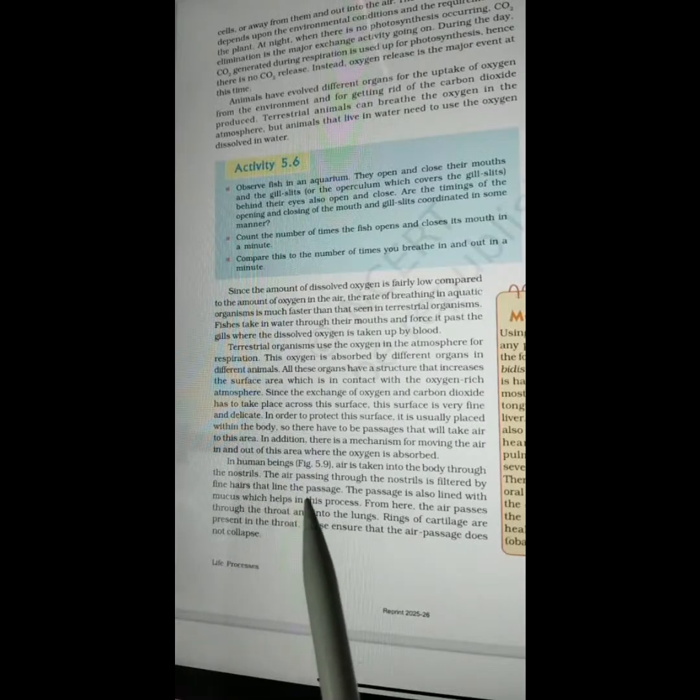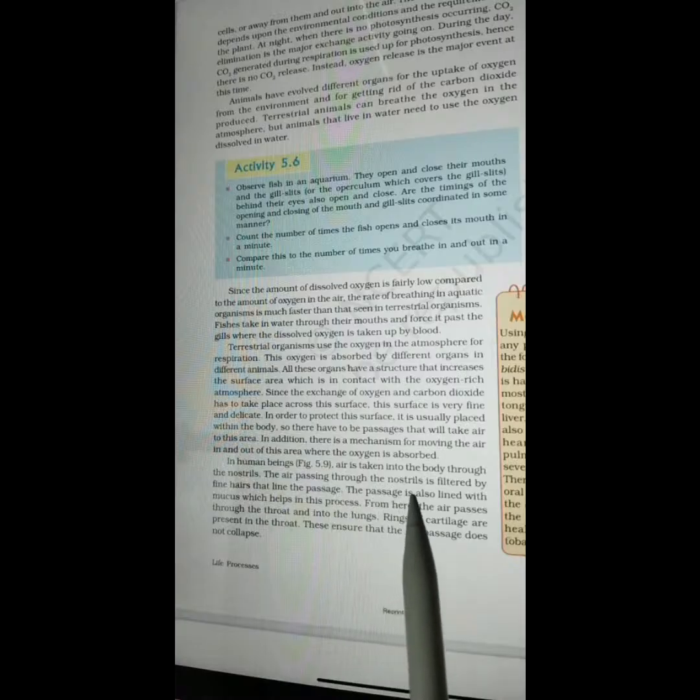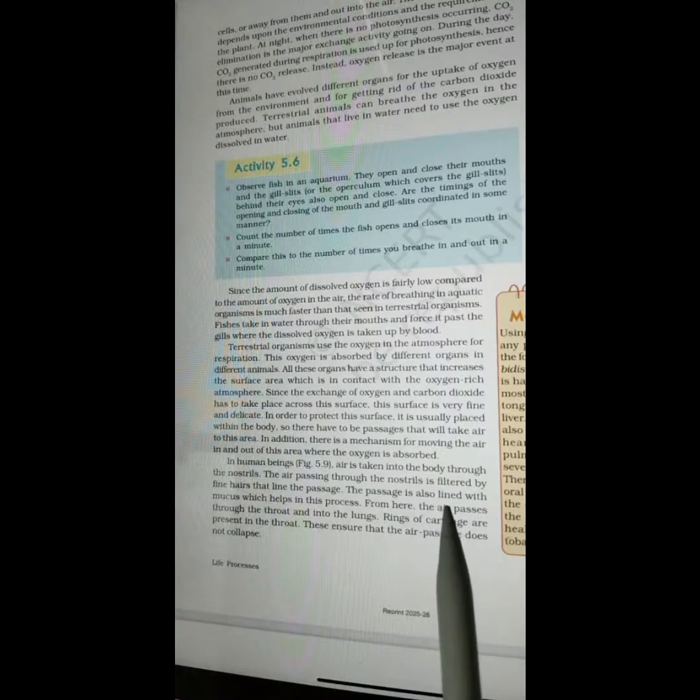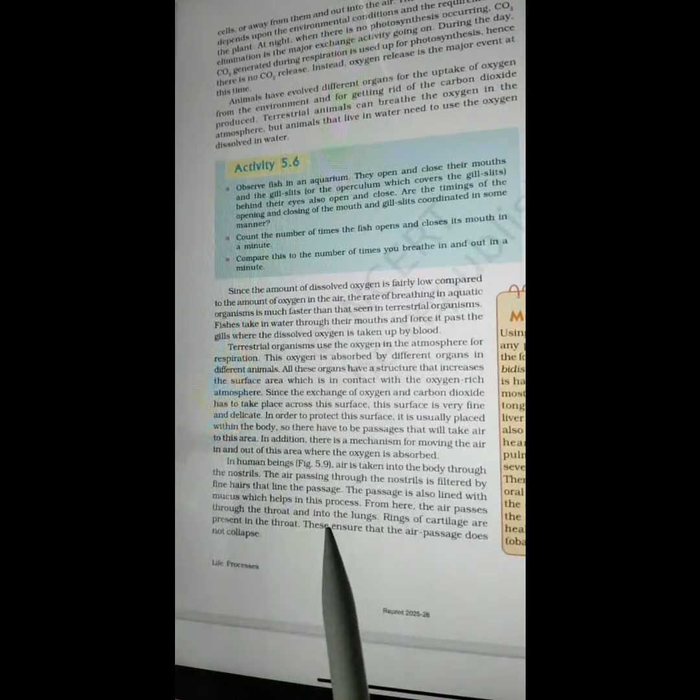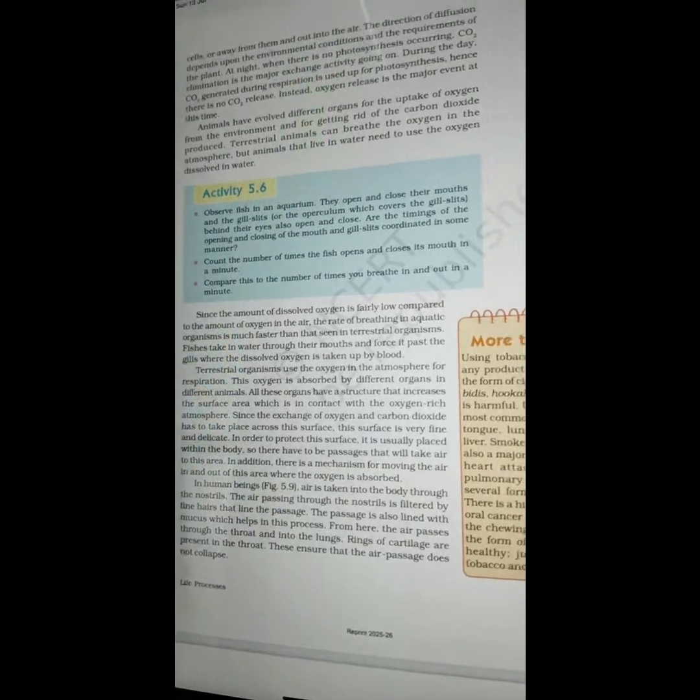In human beings, figure 5.9, air is taken into the body through the nostrils. The air passing through the nostrils is filtered by fine hairs that line the passage. The passage is also lined with mucus, which helps in this process. From here, the air passes through the throat and into the lungs. Rings of cartilage are present in the throat. These ensure that the air passage does not collapse.